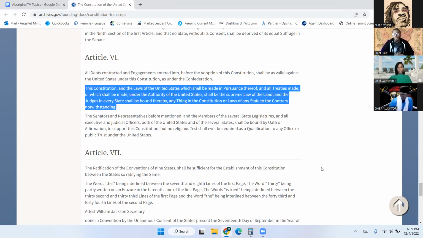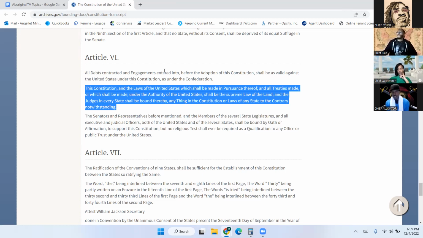So if there's a treaty governing our resources that should be given to us, our land, that is supposed to be the supreme law of the land. But also, if we continue to read, this has to be under the authority of the United States. So make sure you put that feather in your cap as we continue to move through this timeline, because you're going to see a lot of unlawful treaties being had.